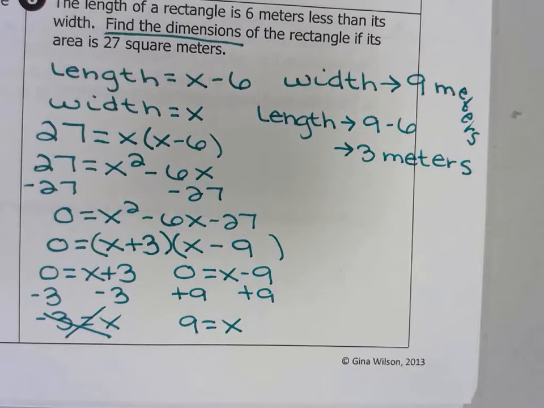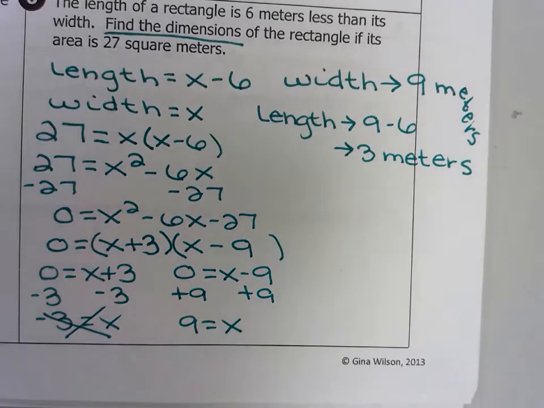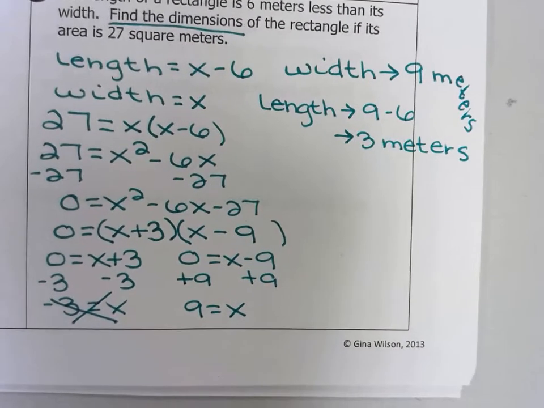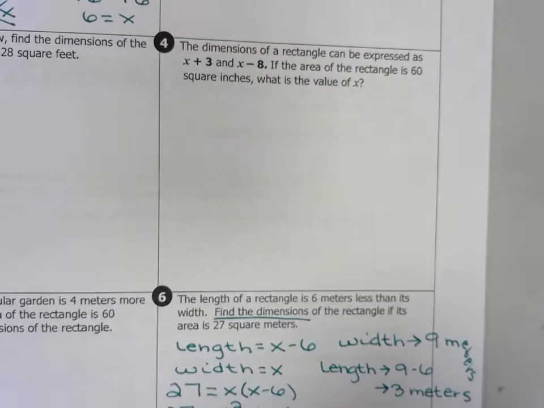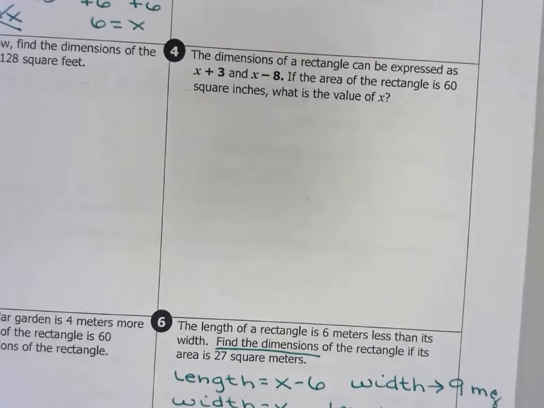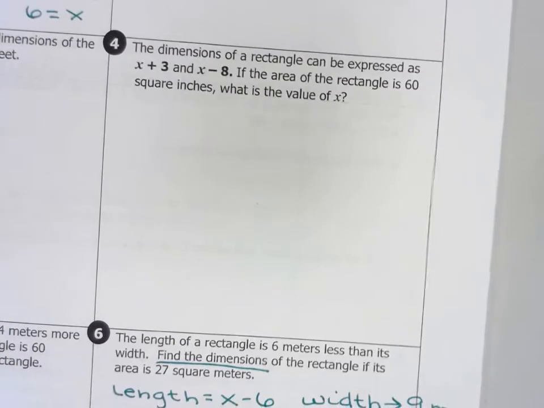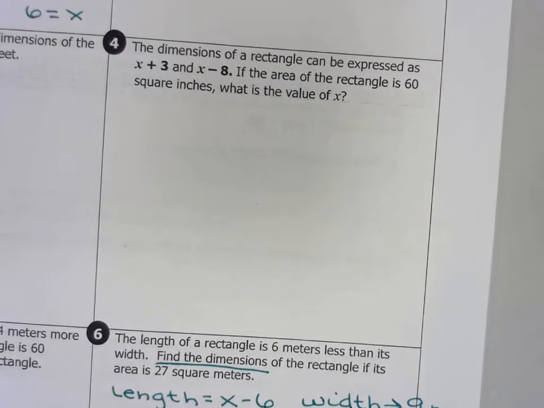Okay, let's look at number 4. We'll be done for this page. So we're going back to 4, skipping around. The dimensions of a rectangle can be expressed as x plus 3 and x minus 8. If the area of the rectangle is 60 square inches, what is the value of x?